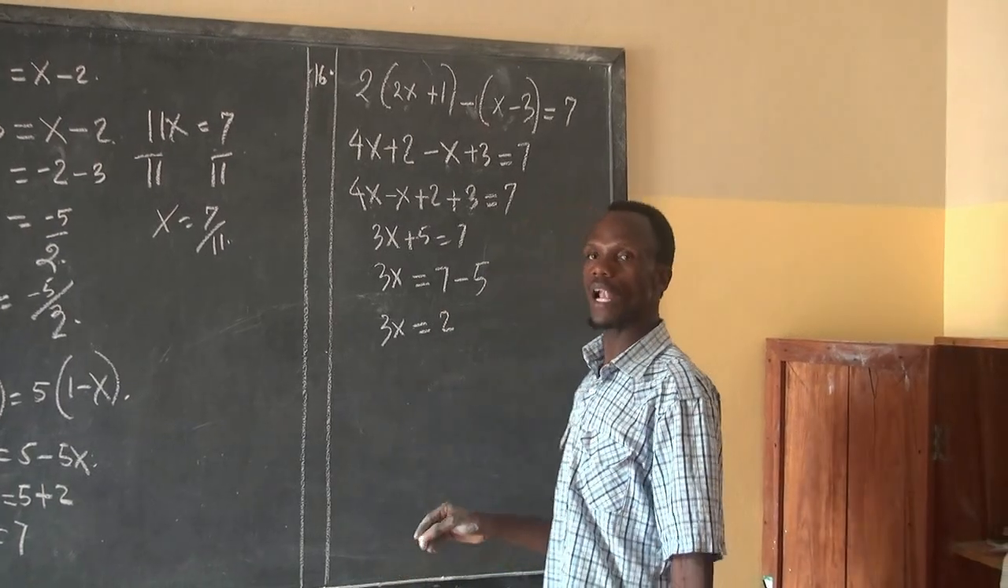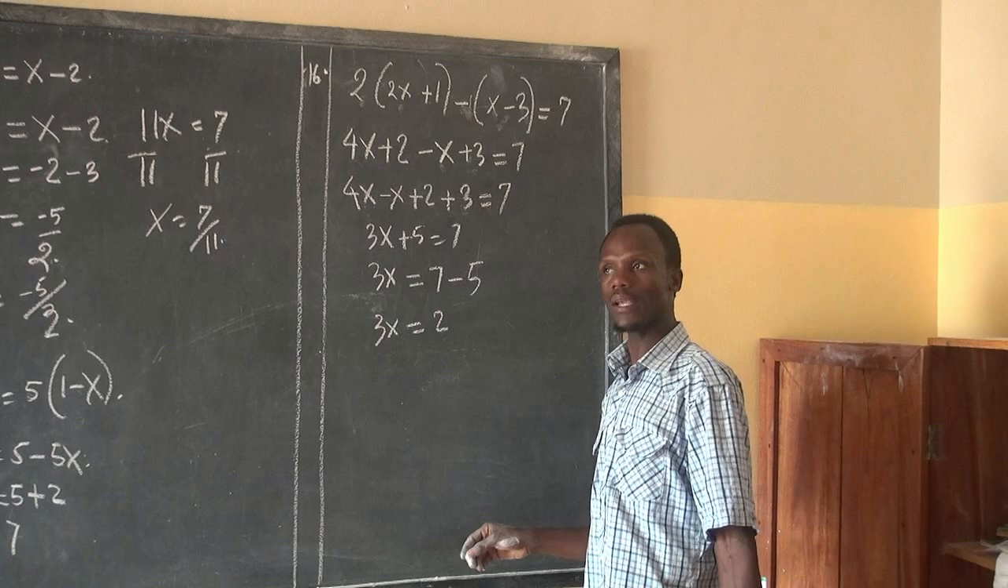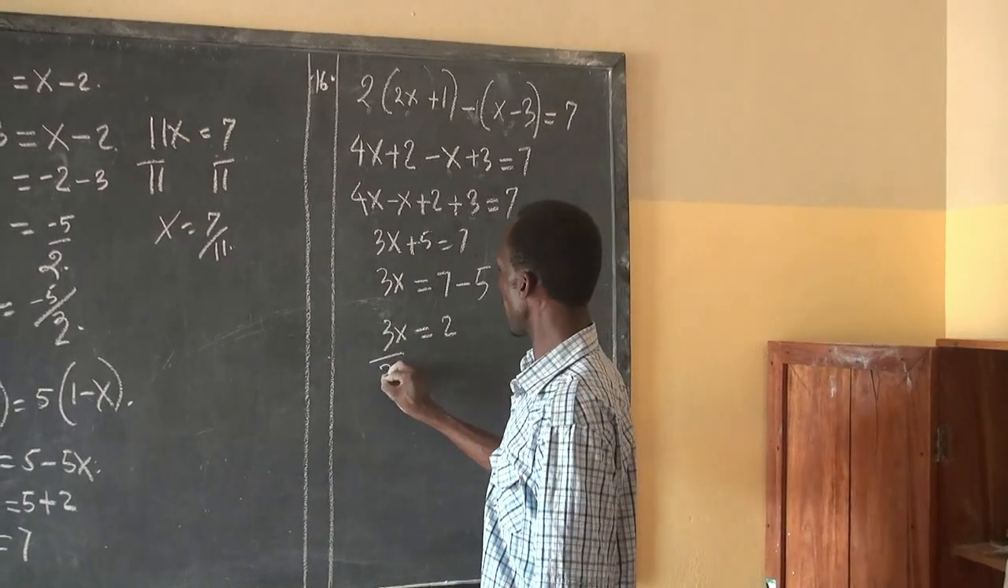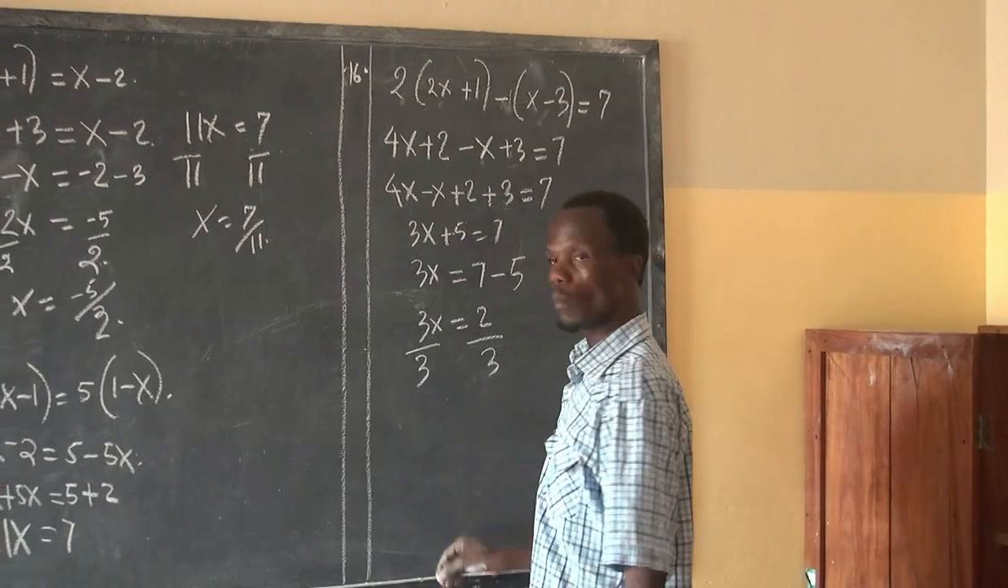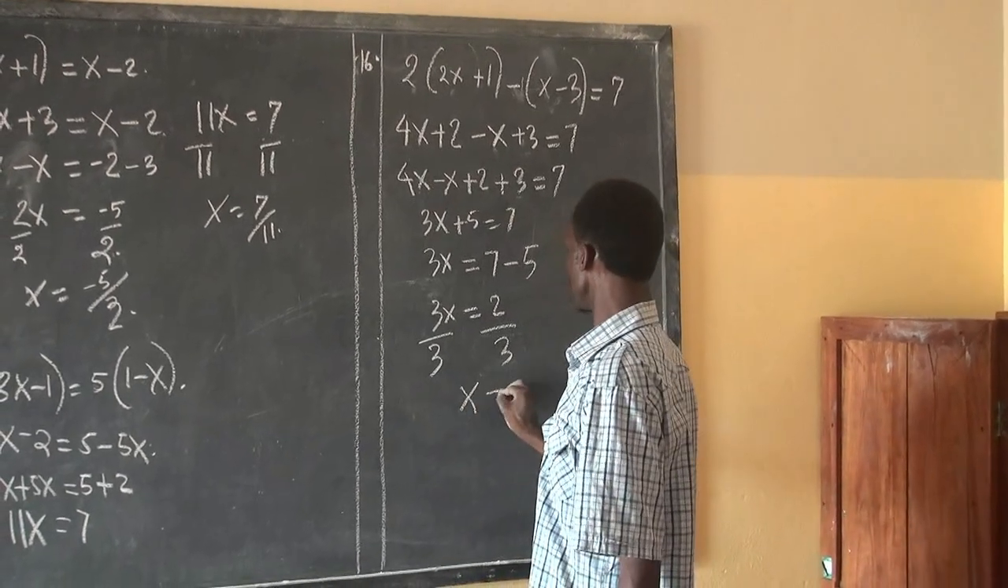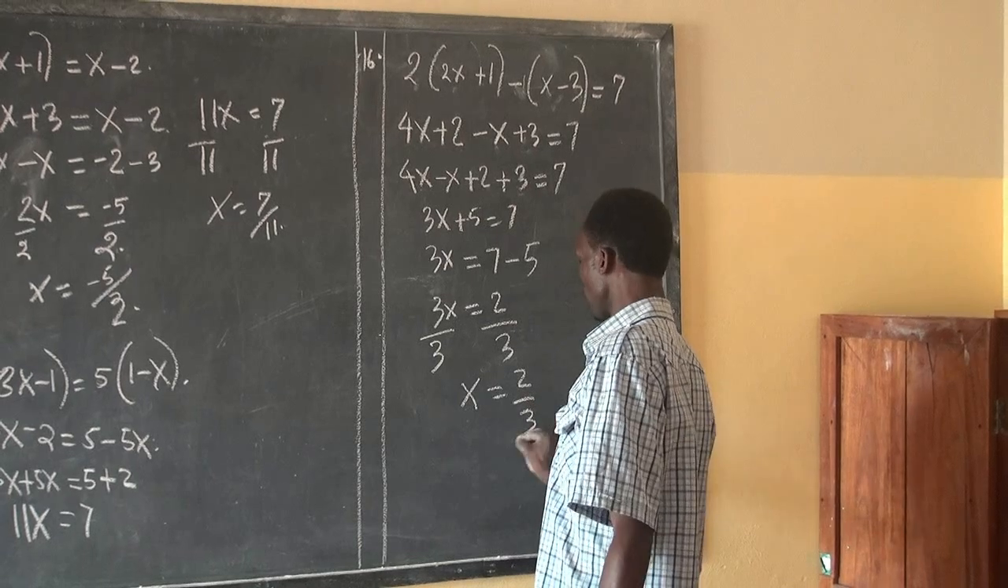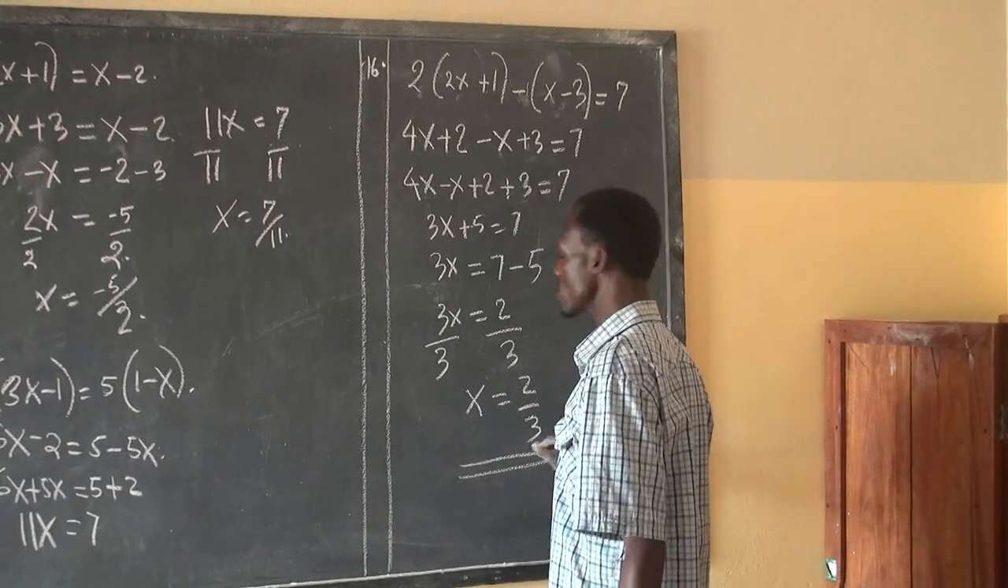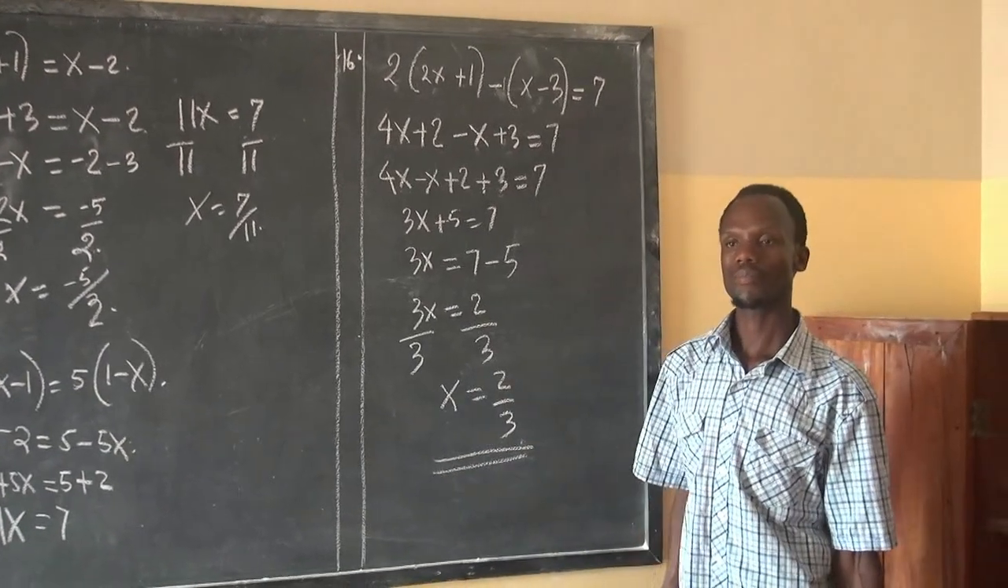Now we are looking for the value of x and not the value of 3x. Now we need to divide by 3 on both sides. Now x is equal to 2 over 3. So this is the value of x. This is how we find the value of x.